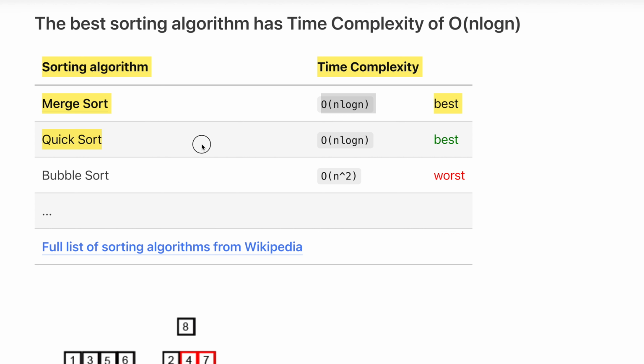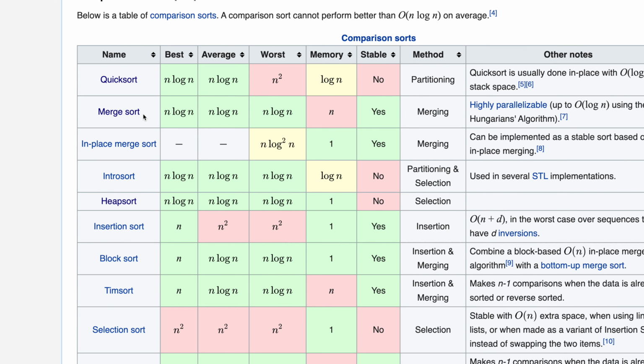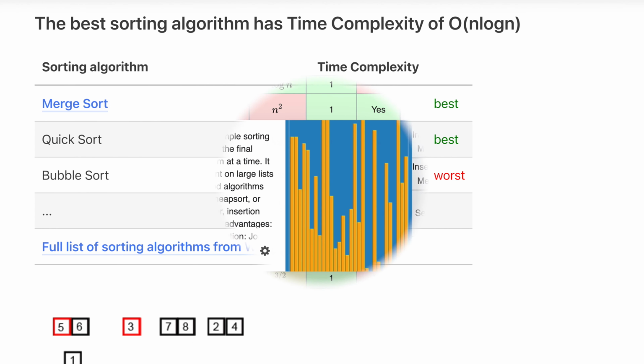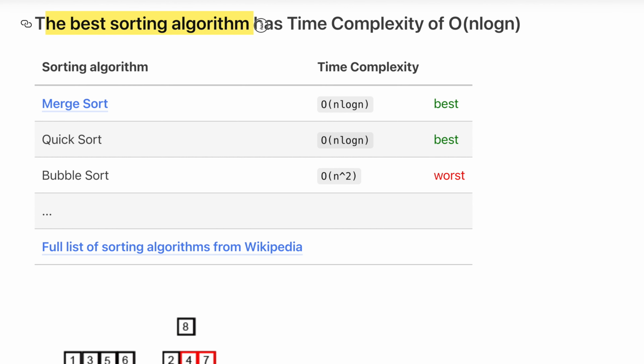We have a lot of sorting algorithms. For example, quick sort, merge sort, bubble sort, and dozens more. You can see the list from Wikipedia for available sorting algorithms. But it's not the name of the sorting algorithm that we need to remember. What we need to remember is the best sorting algorithm has the time complexity of O(n log n).